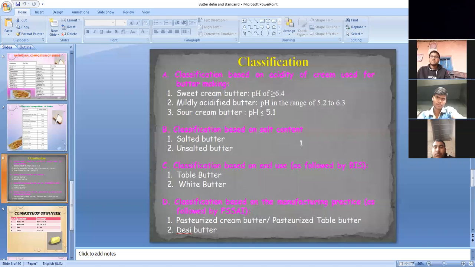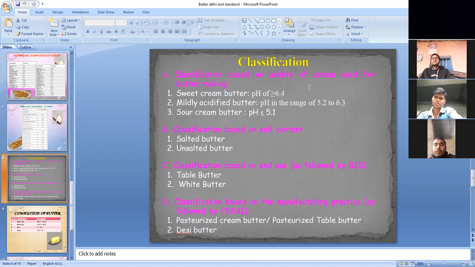Zoom indicating. Then mild acidic butter, the pH of that butter will be in the range of 5.2 to 6.3. So these are the butters which depend upon the type of raw material. That means what is the acidity of cream used for the manufacture of butter.